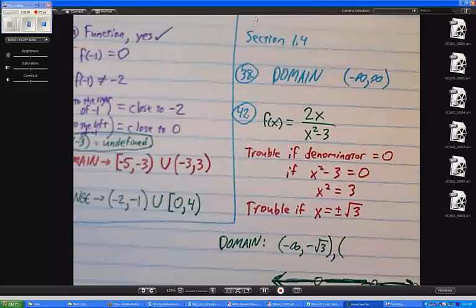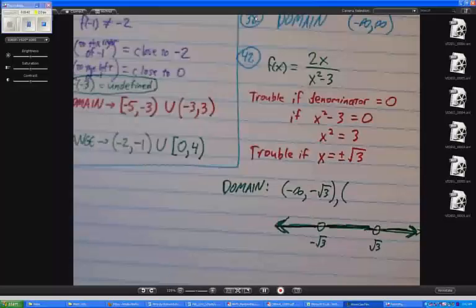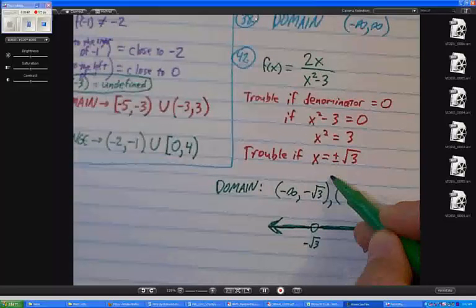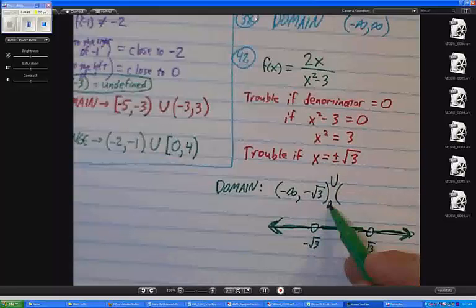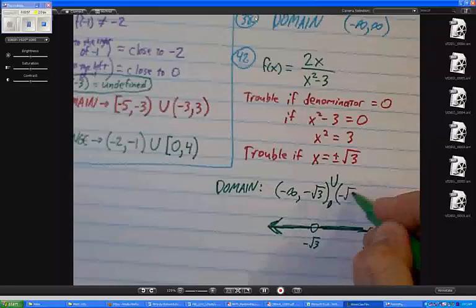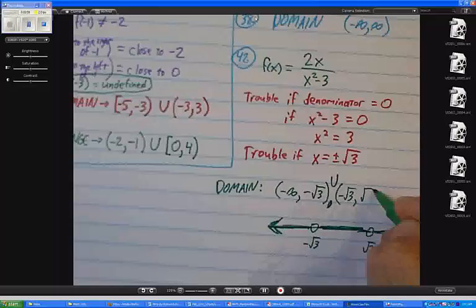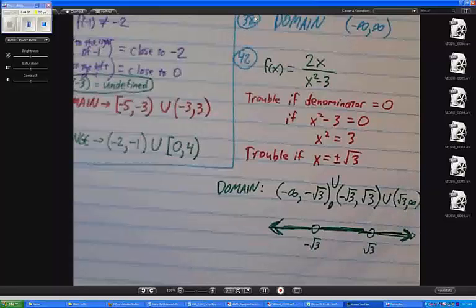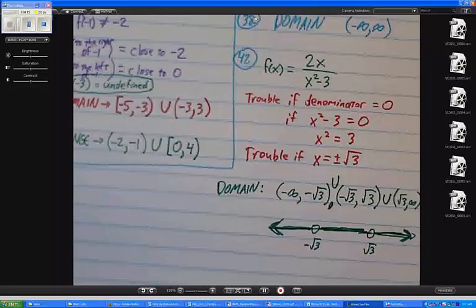And so with that picture in mind, I want to write it in interval notation. Maybe I'll put a union symbol here, right? So I go from negative infinity to negative square root of 3. What's the next interval that I want to have? Up to square root of 3, and that should be an open interval. We want a parentheses. Let's union that with square root of 3 comma infinity. Okay? So I think that serves as a nice example of a domain that's not all real numbers.